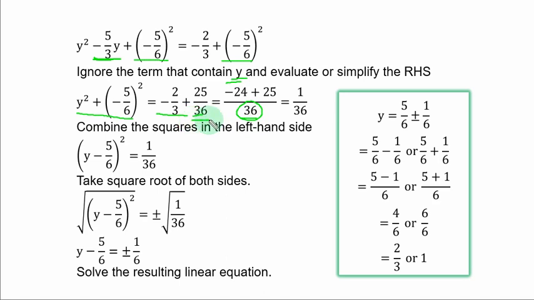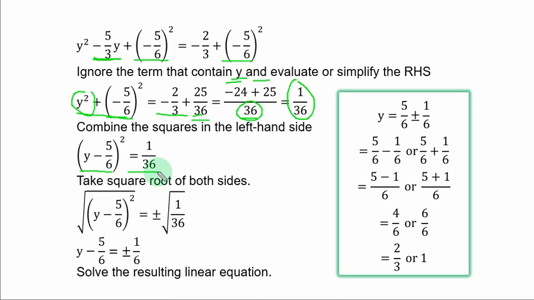1 times plus 25, you have plus 25. And when you add, you have 1 over 36 to be the right hand side. Next step is to combine the squares in the left hand side. You combine y squared and this term. This step is like factorizing a power of 2. When you do that, you have y minus 5 over 6 all squared equal to 1 over 36.